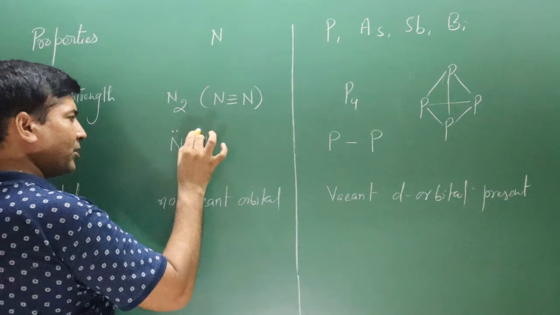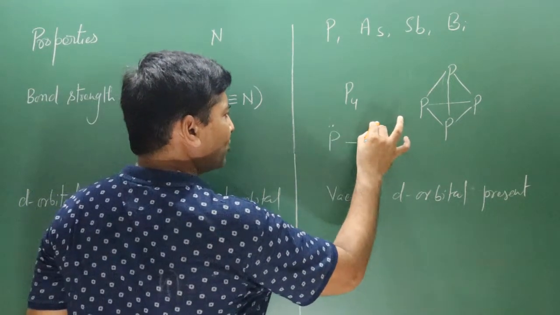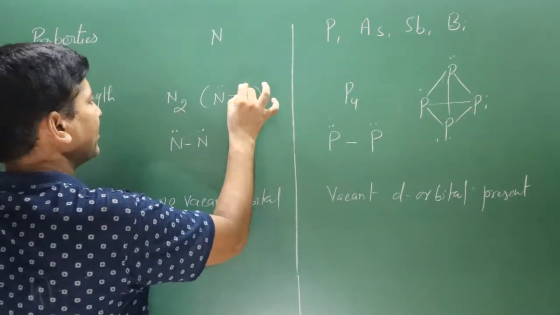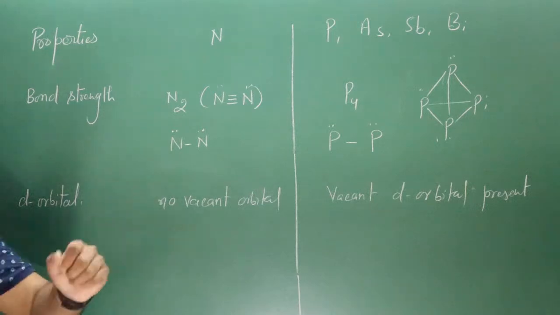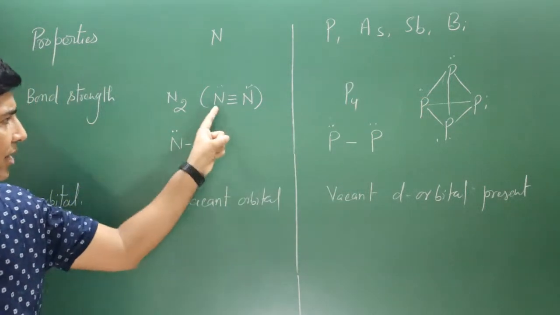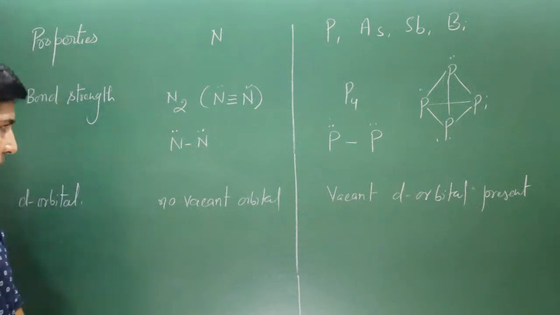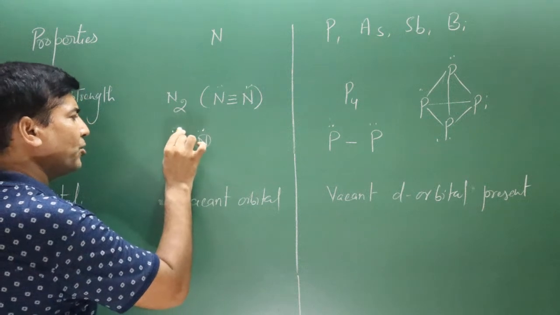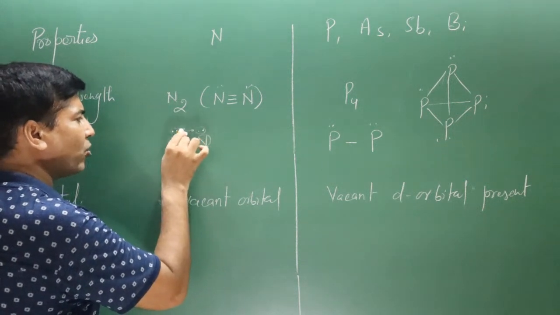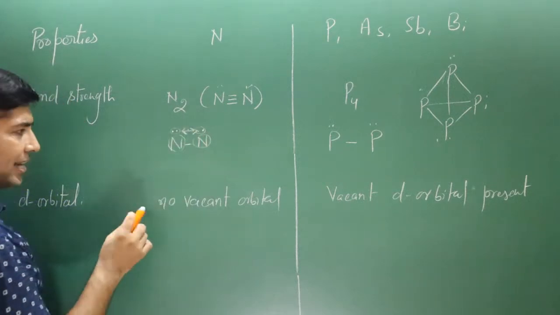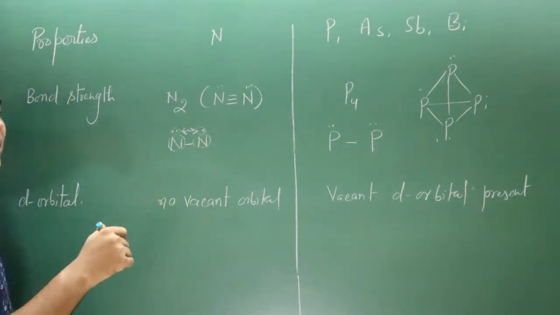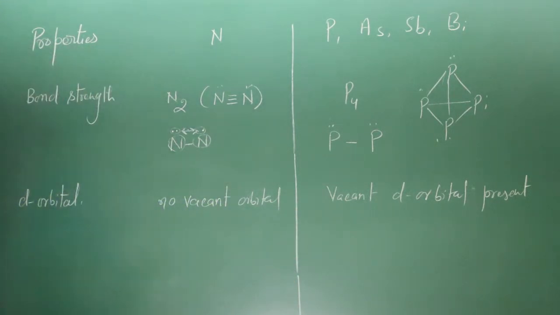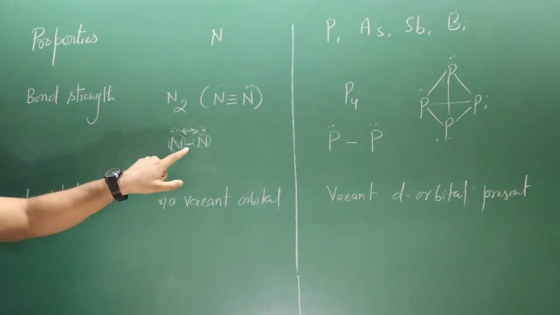You can see each nitrogen has one lone pair. In this case also each phosphorus has one lone pair. If you look at the structure, a lone pair is there on each atom, because each is forming 3 bonds, so obviously each will have one lone pair. Since nitrogen has the smallest size, these lone pairs are closer to each other. They cause repulsion, as a result there is a strain in this bond and that's why bond dissociation enthalpy decreases. There is a strain, that's why bond strength decreases.